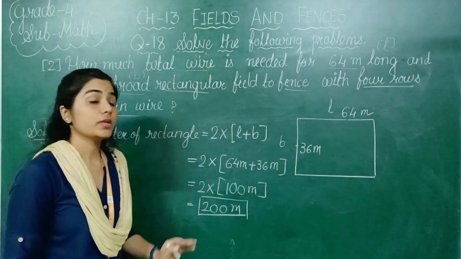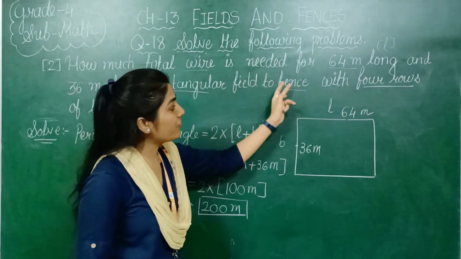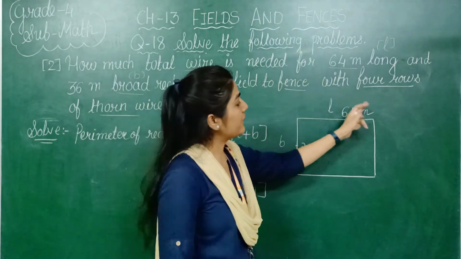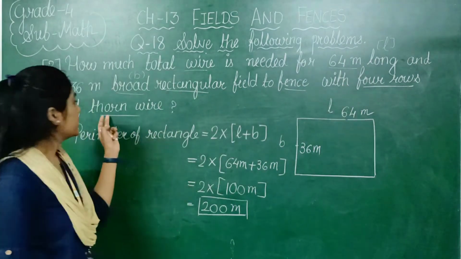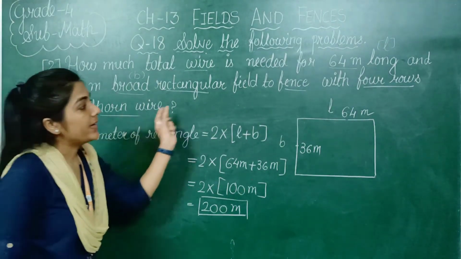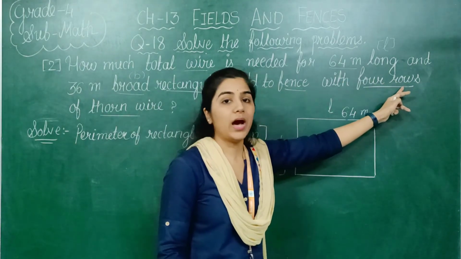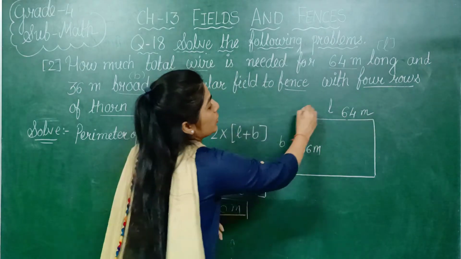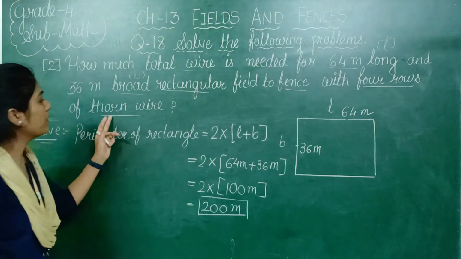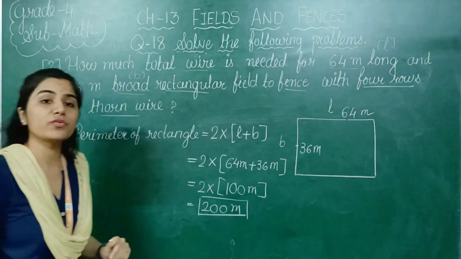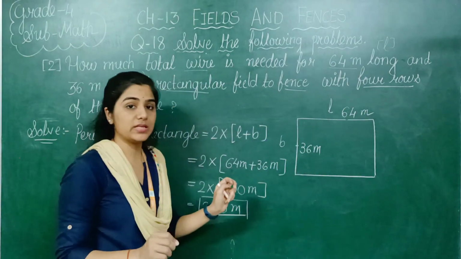this field. Now the last sentence in the question is: field to fence with. That means we have to cover this field with the help of wire, with the help of thorn wire. And how many rows are there? 4 rows are there. Means with the help of 4 rows we are covering this field with this thorn wire. So we have to find the length of the rows, meaning the length of the total wire needed.